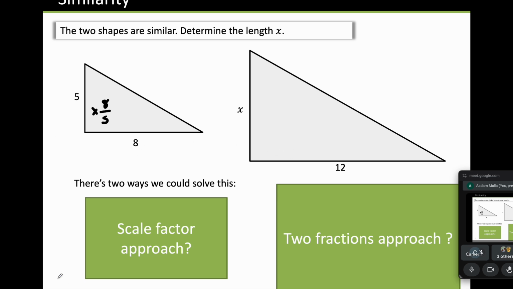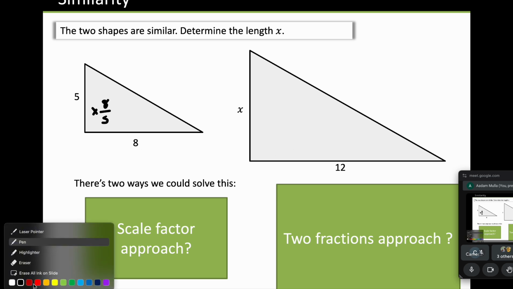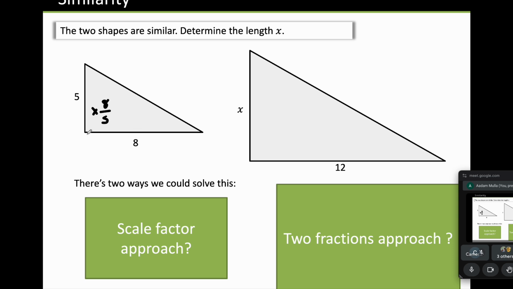Or you could also look, I'll do it in a different color so you can see the different method. Because I can see that this base is matching up with this 12, I could think, how has 8 become 12? What have I multiplied by? So 12 divided by 8. Simplify that, so divide both of them by 4, so it would be 3 over 2, or 1.5. And multiply them both by 1.5. So I can either do 5 times by 3 over 2.